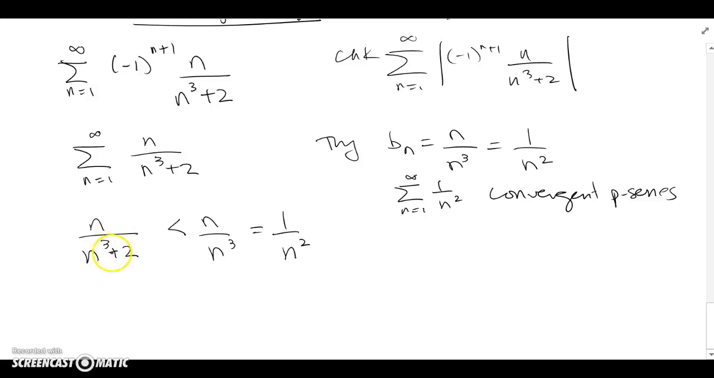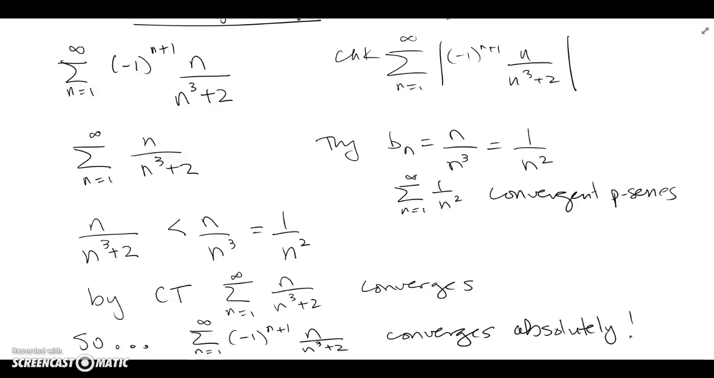And we know that n over n cubed plus 2 is always going to be less than n over n cubed, because this denominator is always going to be bigger. But that is just 1 over n squared, so we can conclude that by the comparison test, this series converges. But since we had taken its absolute values and showed it for the absolute value, we have actually shown absolute convergence. So the original series I started with absolutely converges because the absolute value version of it converged.